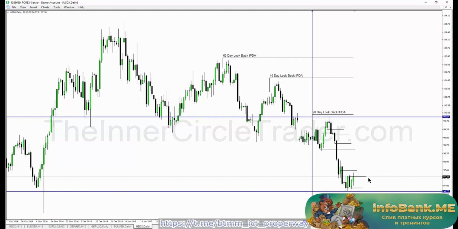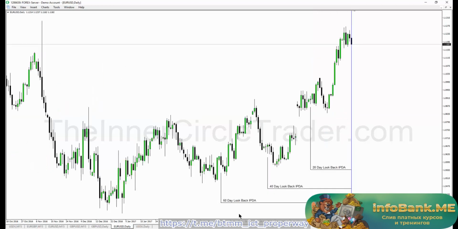Now you would take this same element and add it to the Eurodollar daily chart. And we'll do that now. Okay, so we have the IPTA data ranges for 60, 40, and 20 on the Eurodollar daily chart now. And now we're going to look inside the last 20 days look back period, and we're going to identify the range.